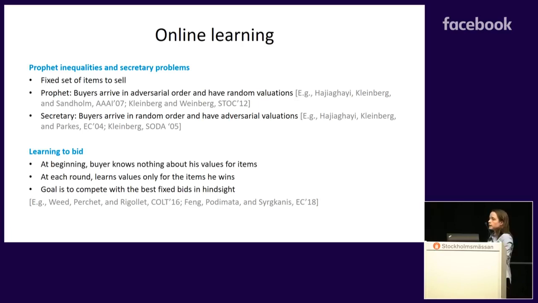So in learning to bid, you basically want to minimize regret, being the difference between your utility had you found the best bids to bid over the course of the entire auction, minus the utility you got when you used the bids you actually did use.